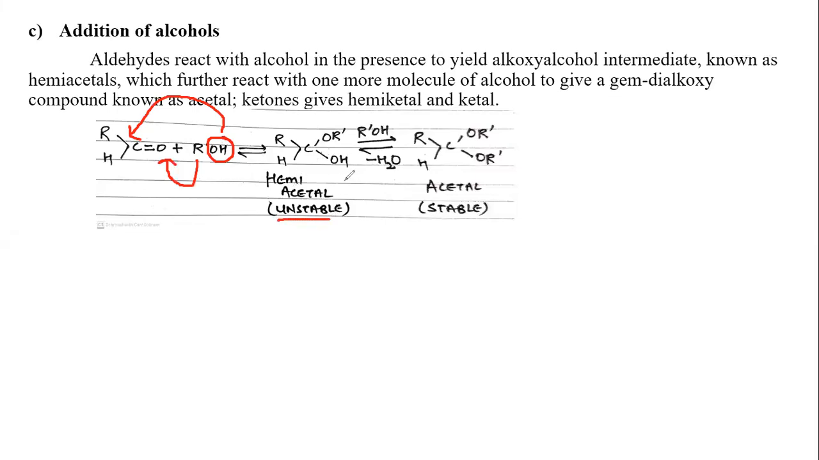Again, when the hemiacetal combines with alcohol, it liberates a water molecule in this manner, and hydrogen is replaced by the alkyl group, forming the stable product acetal.